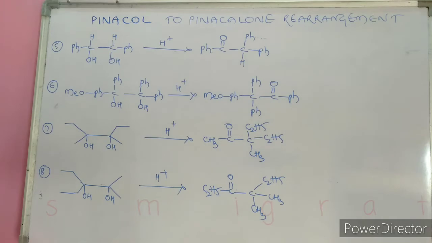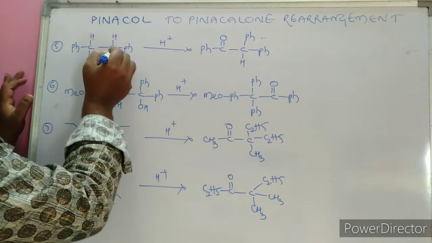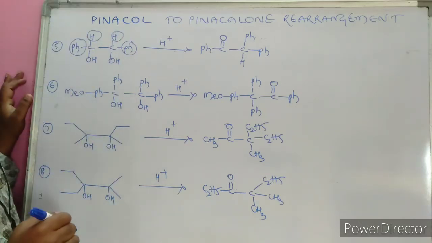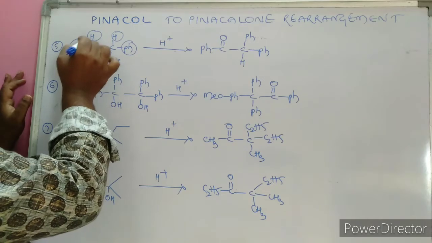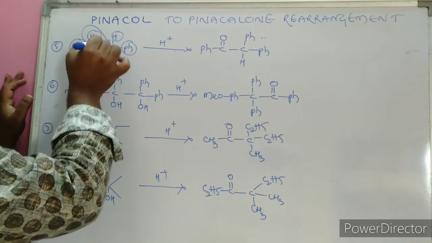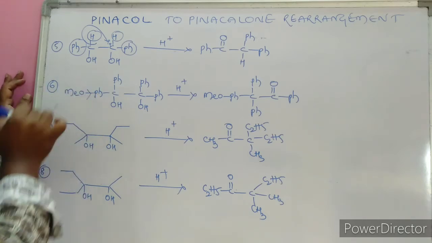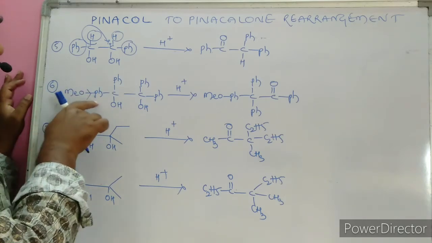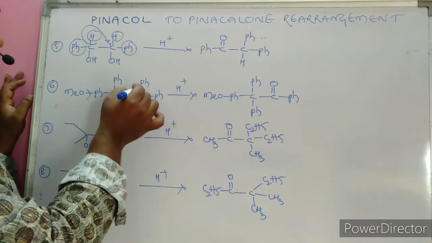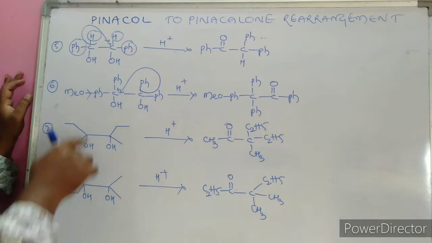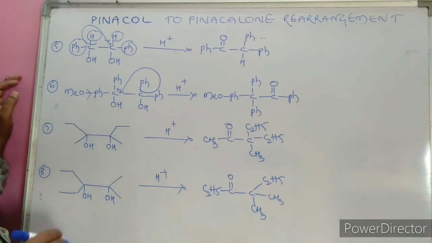Here are some more examples regarding the pinacol to pinacolone rearrangement. Here a vicinal diol containing H and Ph. Then the hydride ion is shifted easily, like here a carbonium ion is generated, the hydride is shifted. Here a methoxy group is present on the phenyl, which is an electron releasing group, hence a phenyl is migrated from here to here because it establishes a stable carbonium ion since an electron releasing group is present.